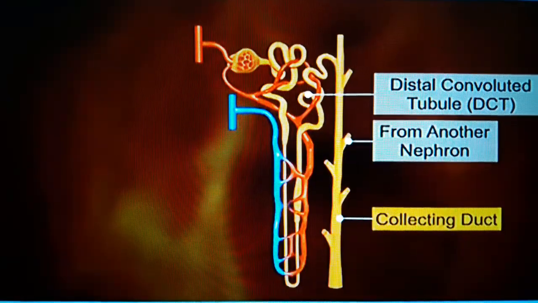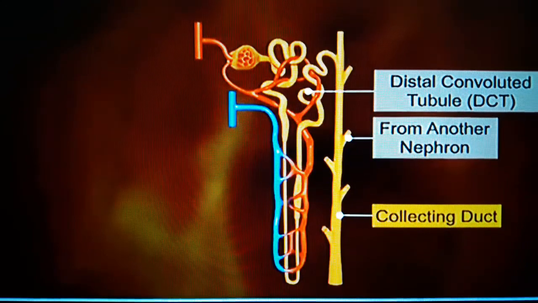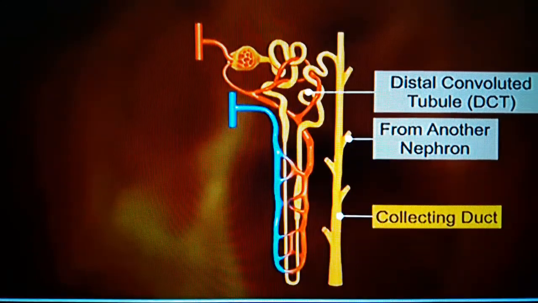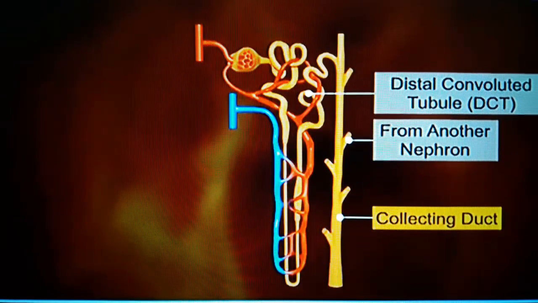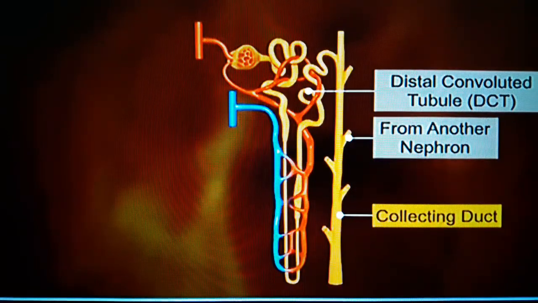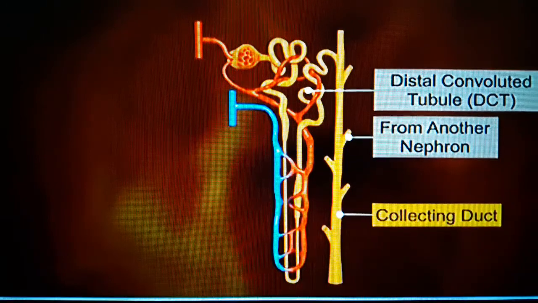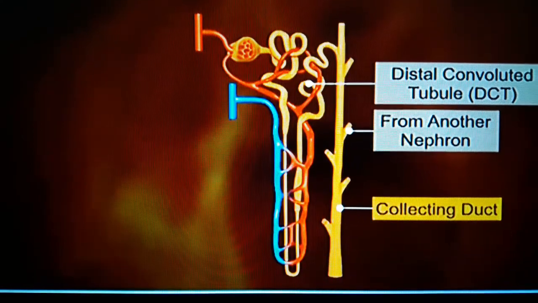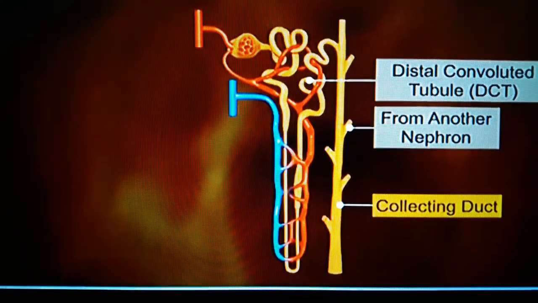The next part of the nephron is the distal convoluted tubule. It is the second coiled and twisted tubule that continues from the ascending limb of the loop of Henle. It is located in the renal cortex and is relatively shorter in length. It is lined by cuboidal epithelium. And next is the collecting duct.